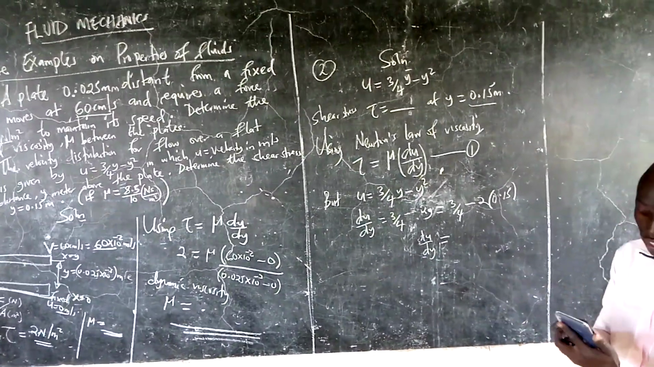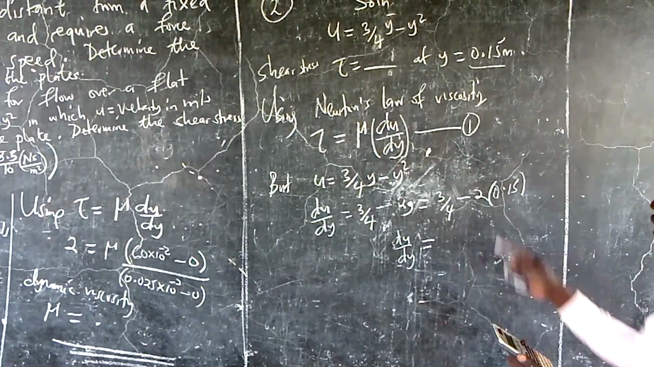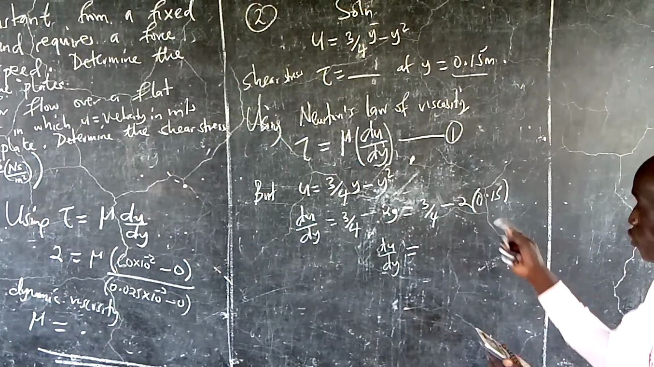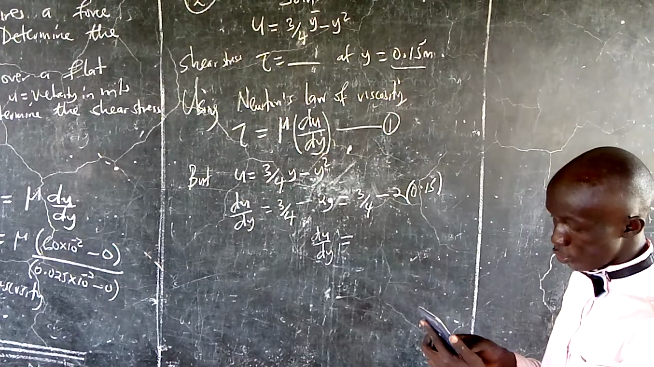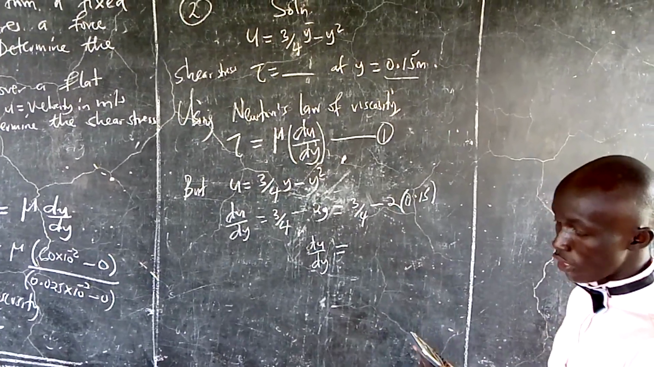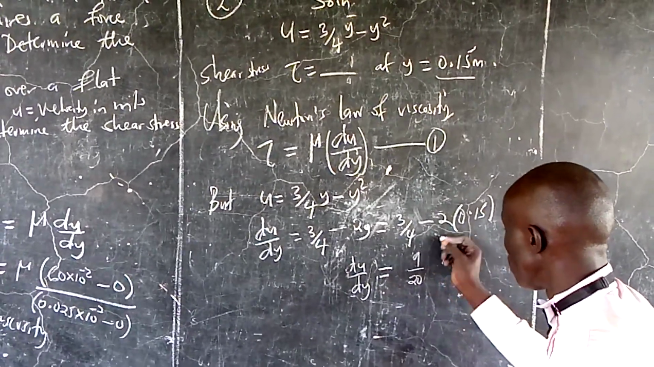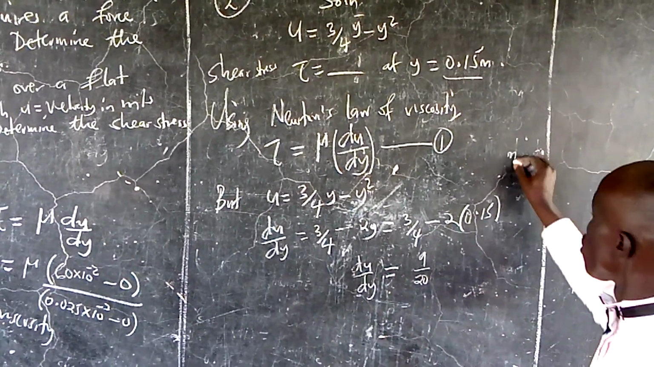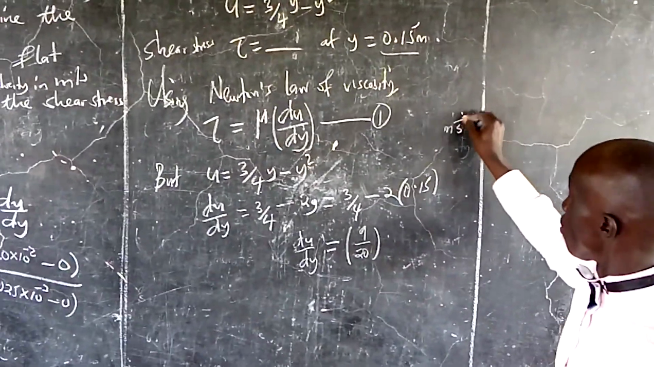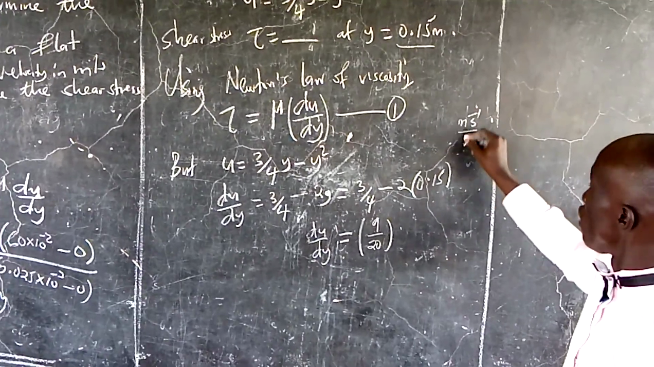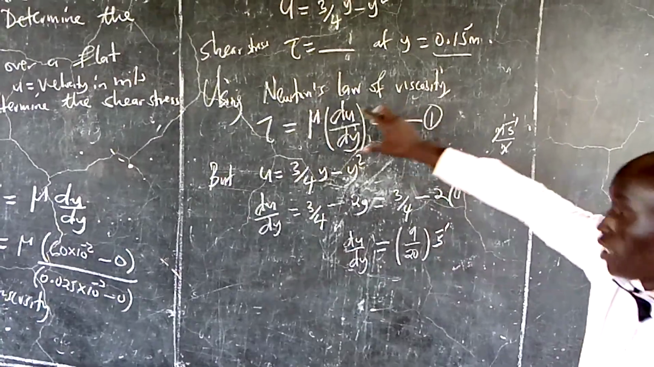So that means our du dy is going to be equal to, you can press it on the calculator, 3 divided by 4, then we subtract 2 times 0.15. After doing that, you have 9 over 20. To get the unit, velocity is in meters per second over meters, so we divide and we shall have per second, and the unit is per second. So we carry this and substitute inside here.